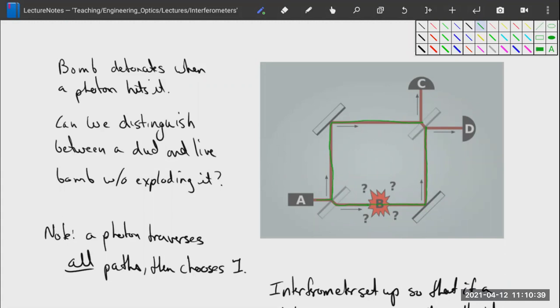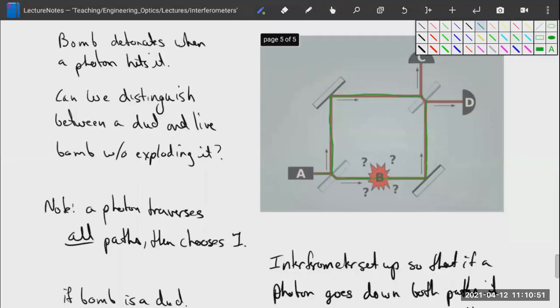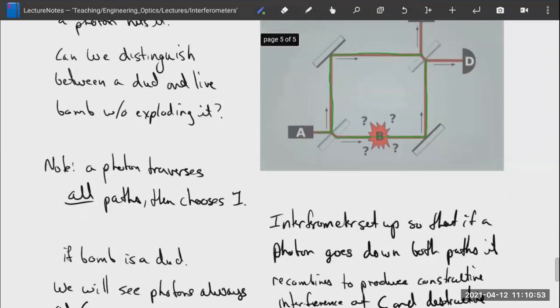Remember how when we try to detect which slit the electrons went through in the double slit experiment, it stopped being a double slit and you lost that beautiful interference pattern? Well, the same thing's going to happen here. So let's look at the first case. The easy case is if the bomb is a dud.